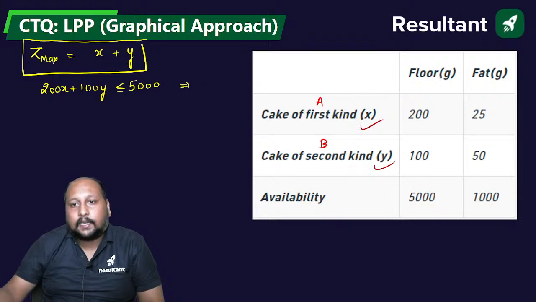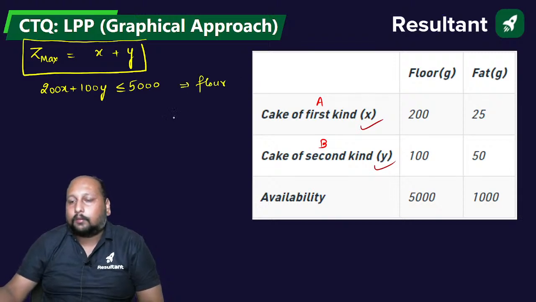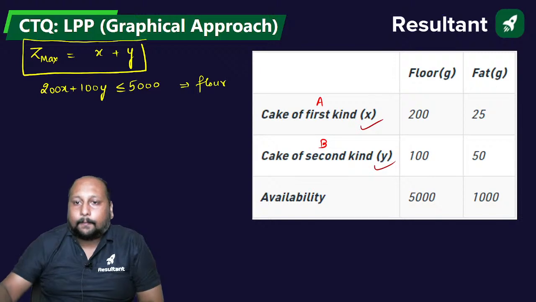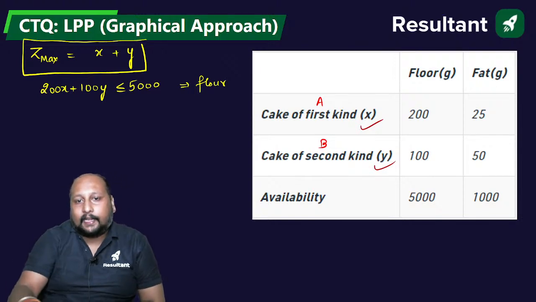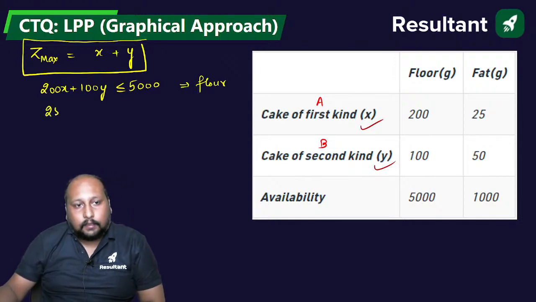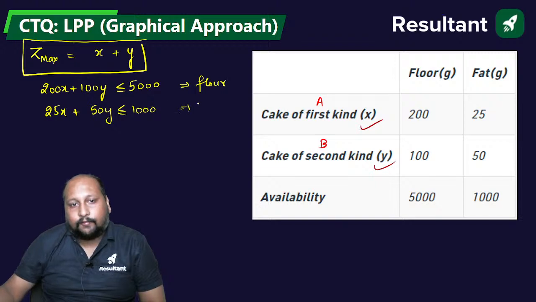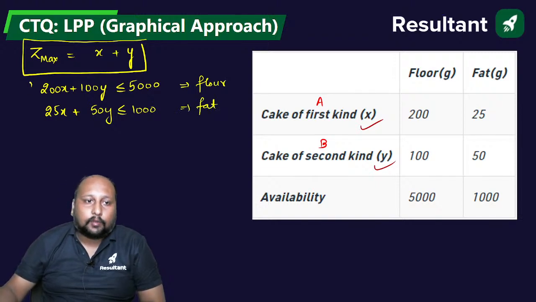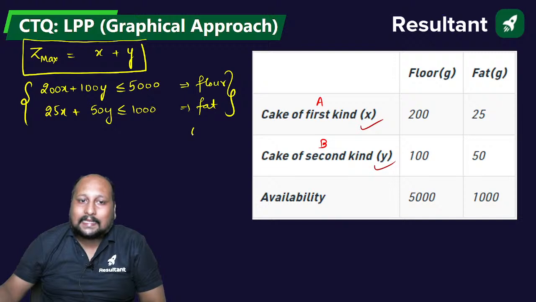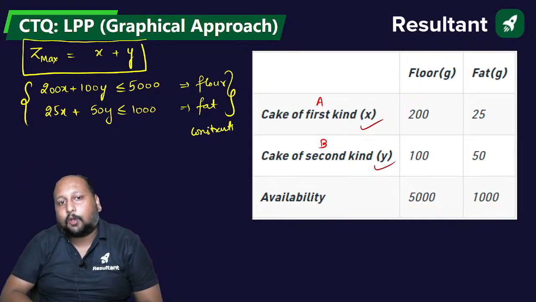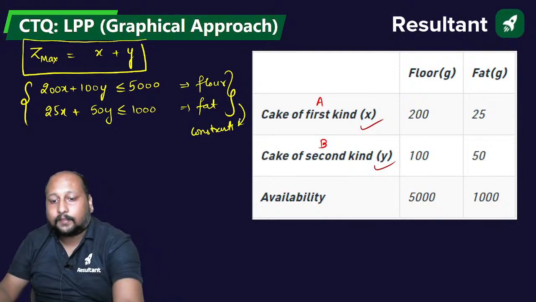This is the constraint for the flour. Second constraint will be 25x plus 50y less than equal to 1000, and this is for fat. So these are called as constraints. Is this clear? इसको बोलेंगे constraints. The same thing which we have written over here.